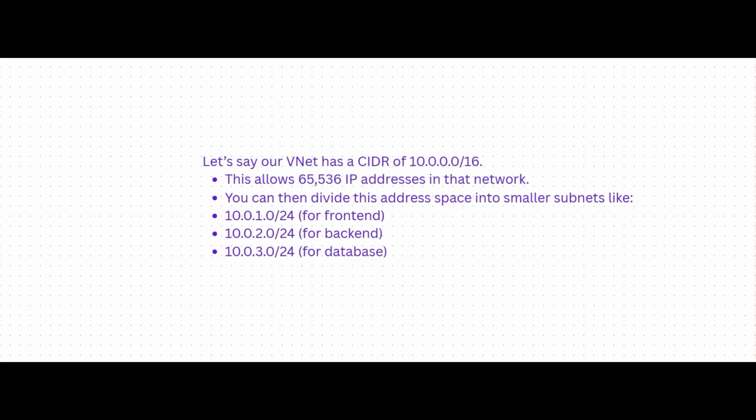These IP addresses can be divided logically into smaller segments. That way, as we will see in the subnet part, they can be assigned to different layers of your application. As you see on the screen, for the front end we assign one IP address range, then another for the backend, and likewise for the database.